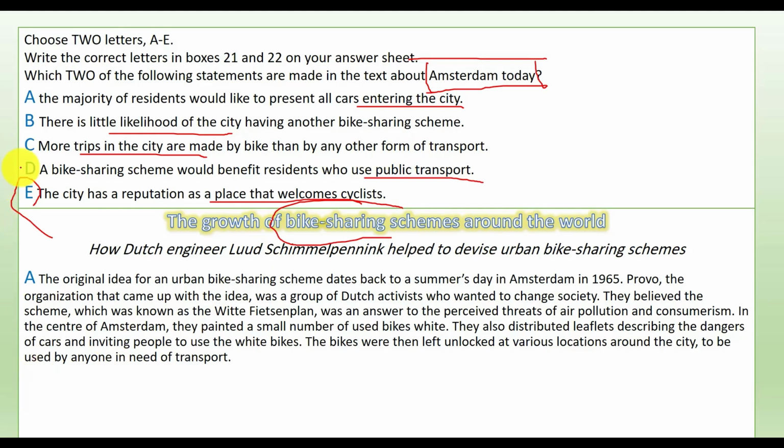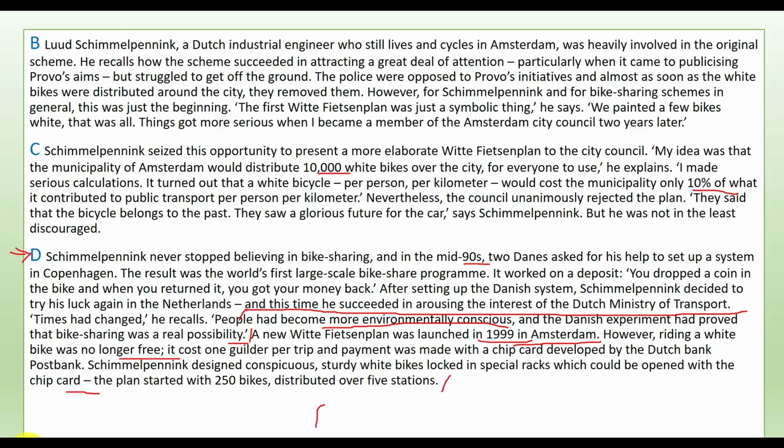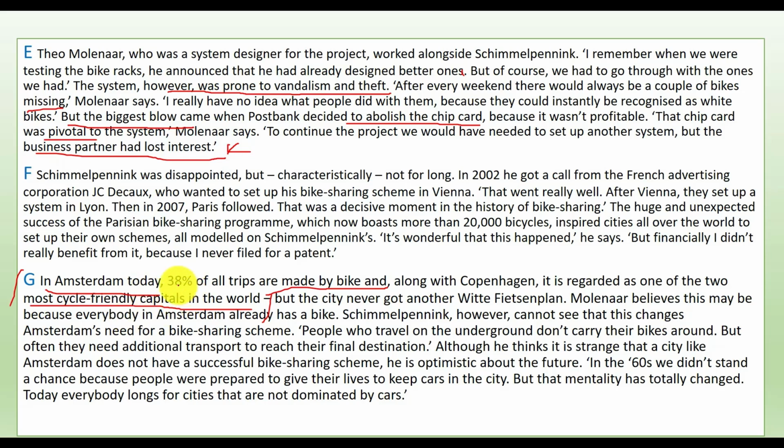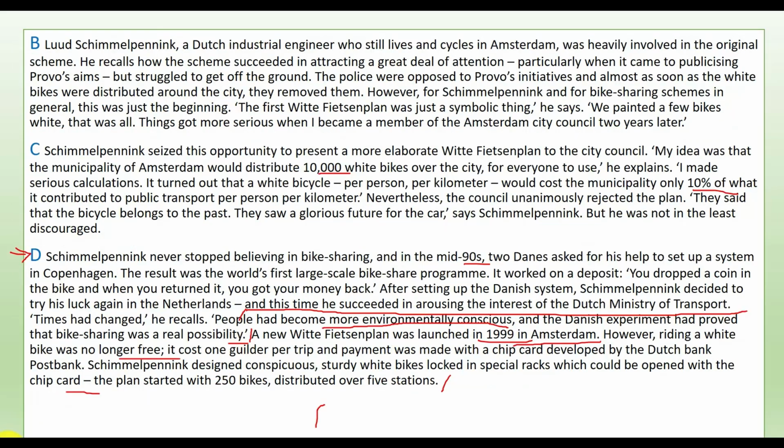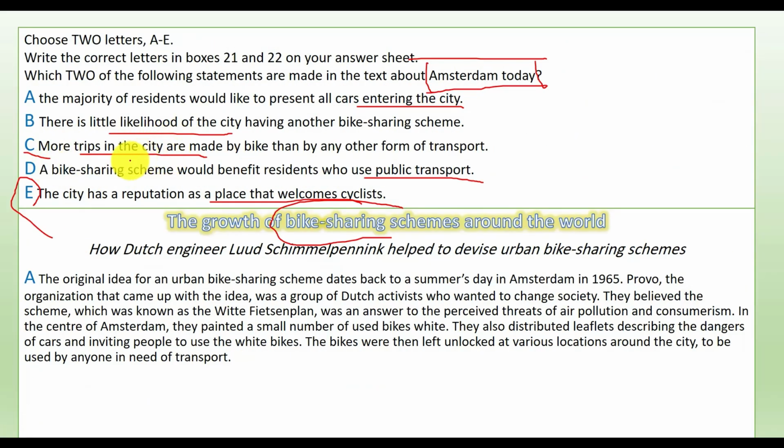Be careful about this option that we have around 38% of all trips are made by bike, and we have nothing about the other types of transport. We don't know whether other types of transports are more common than bike sharing or not. Okay, so this option would be incorrect. More trips in the city are made by bike than by any other form of transport. We only know that 38% of the trips are made by bike, so I eliminate this option.